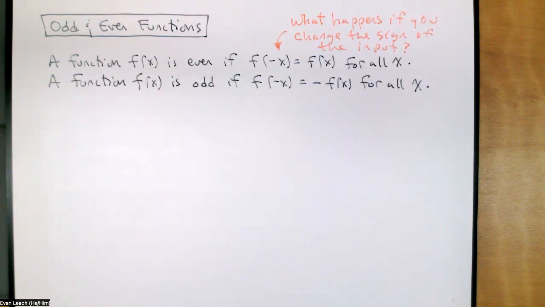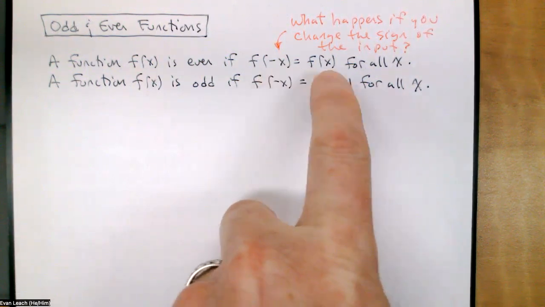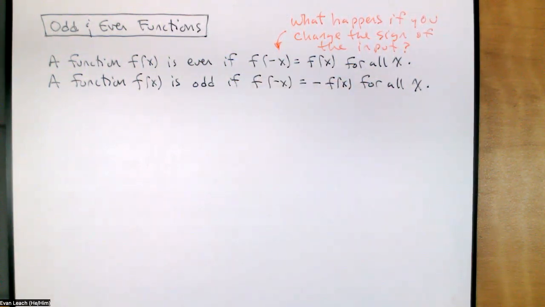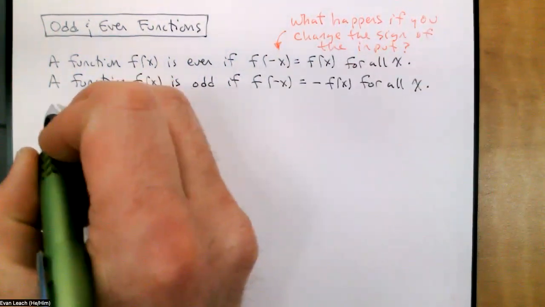So this is what we want to know about. We categorize these two kinds of functions, even and odd functions, by what happens if we change the sign of the input. What if instead of f of 2, we do f of negative 2? What happens? If the answer is nothing happens, f of negative x is just f of x, it's an even function. So what happens if we change the sign of the input?